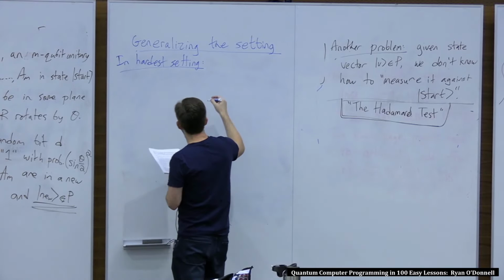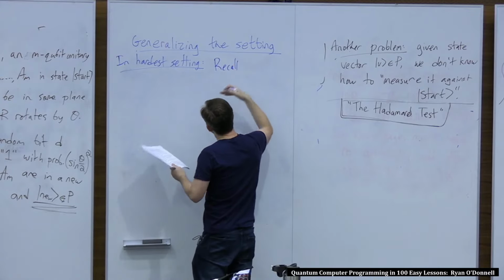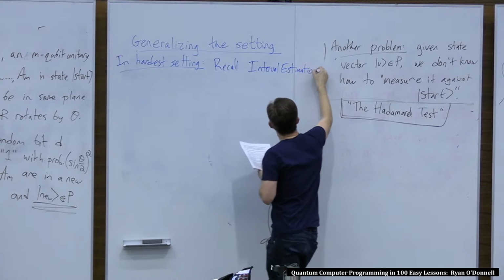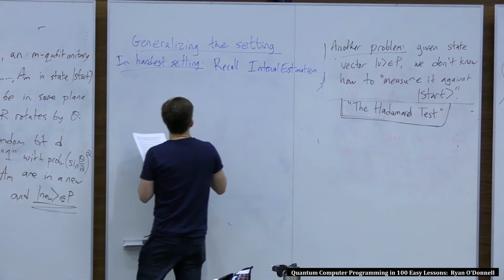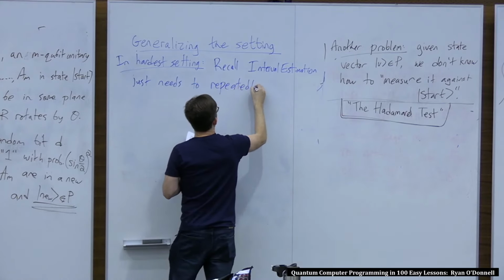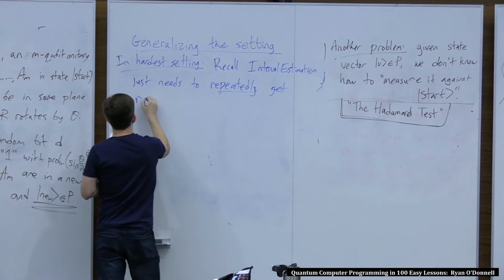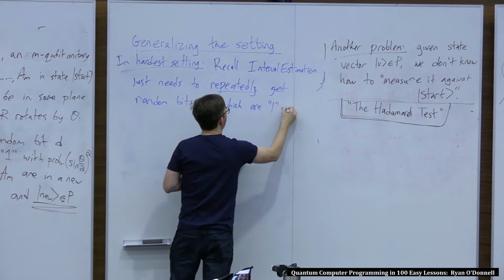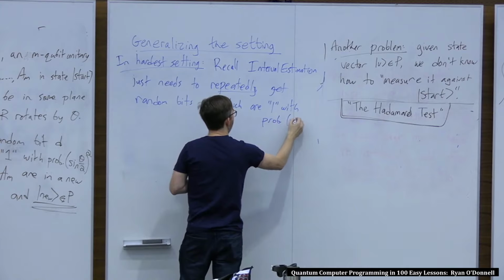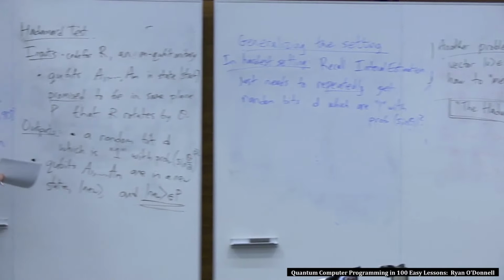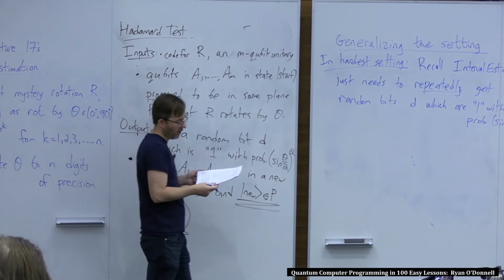So I'll just recall things about the algorithm. Recall each of these stages used this interval estimation, which was just making a starting state, rotating, measuring. It just needs to be able to repeatedly, and this repeatedly is important, get random bits d which are 1 with probability sine theta squared. But here we pretty much get this: random bits d which are 1 with probability sine theta over 2 squared. So our interval estimator will estimate theta over 2 rather than theta, but then we can just multiply the estimate by 2, so that's fine.